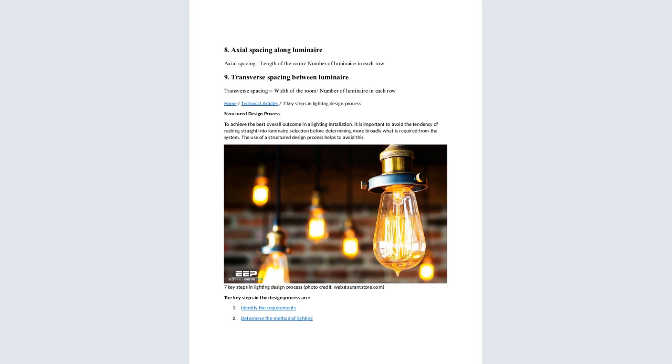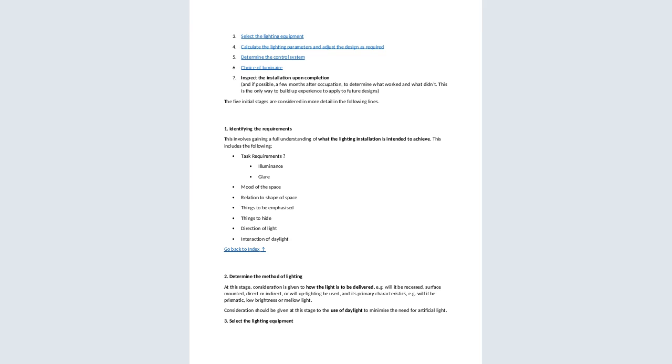The actual spacing along the luminaires, the actual spacing along the length of the room, the number of luminaires in each row, the transverse spacing between the luminaires, the transverse spacing within the room, as you can see. So the structured design: there are seven steps in the lighting design process using the structured design. So now identifying the number of requirements, determine the method of lighting. These are some of the things that we are going to use in the calculation.